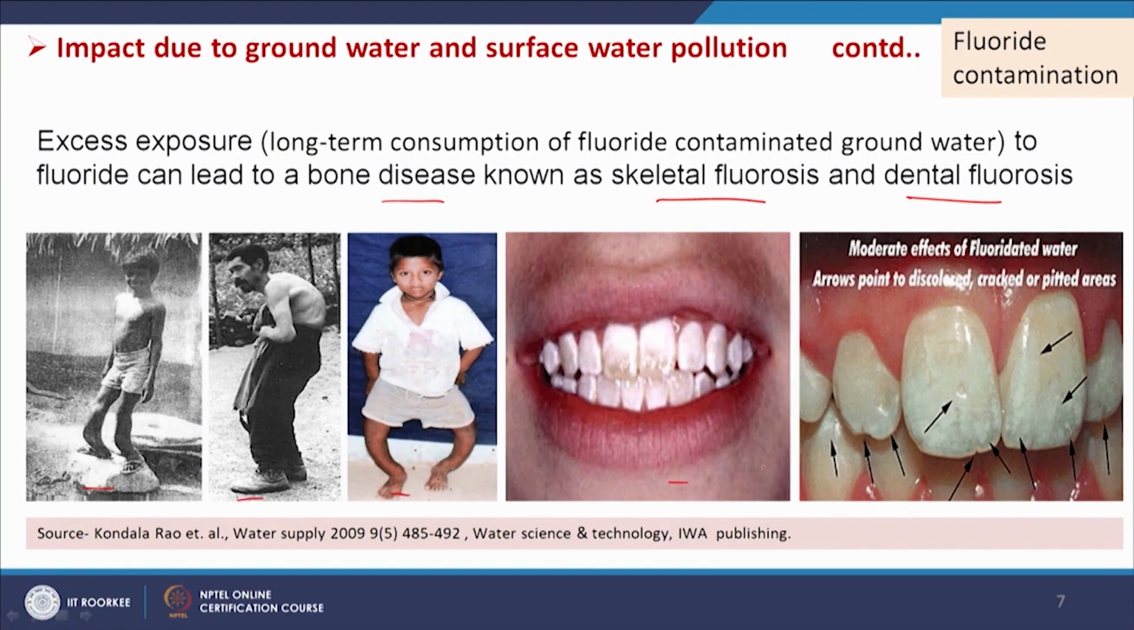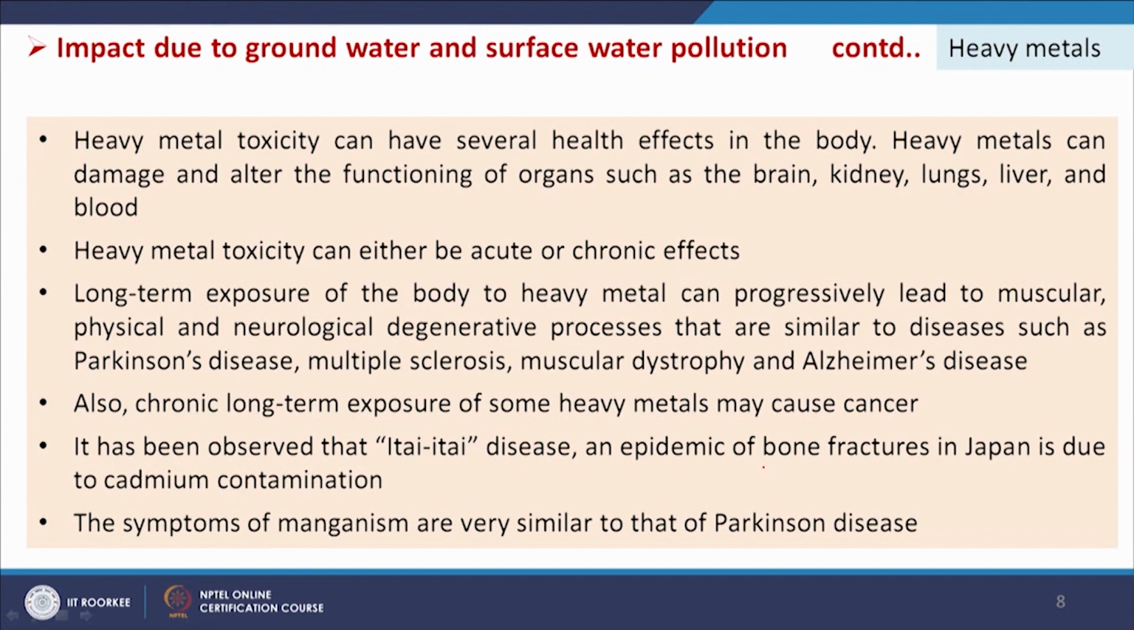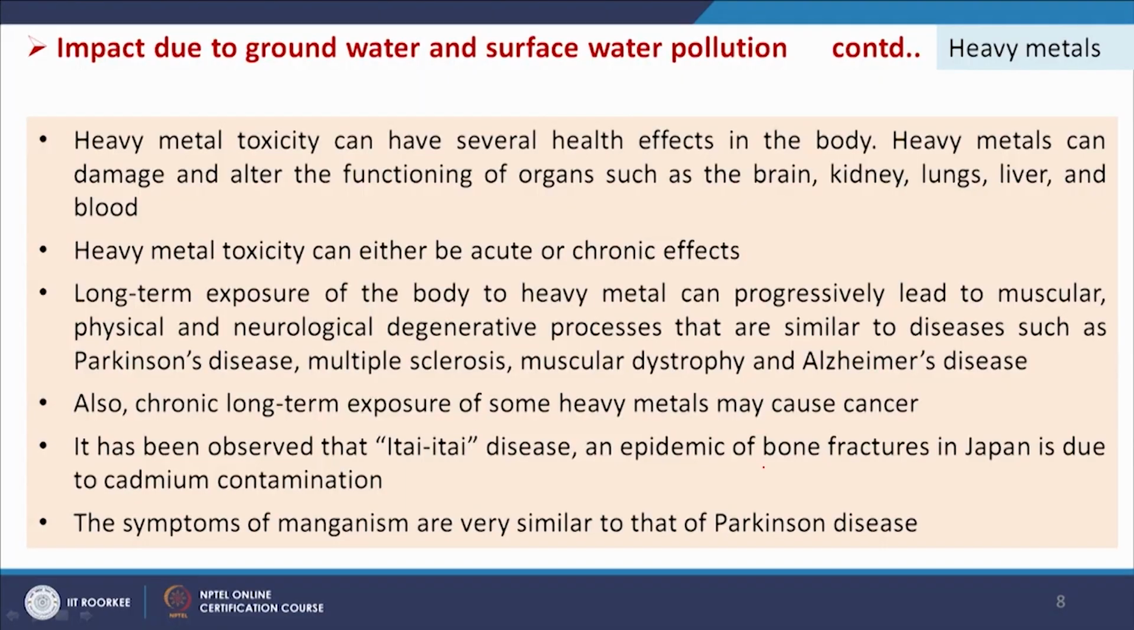So, these are some impacts due to contaminated groundwater. Then heavy metals may be present in the groundwater. If they enter into our body when we use it for drinking without any treatment, then they can create different types of health problems. Heavy metal toxicity can have several health effects in the body. Heavy metals can damage and alter the functioning of organs such as brain, kidney, lungs, liver and blood. Heavy metal toxicity can have either acute or chronic effects. In higher concentration they may show immediate impact, and in lower concentration but with long term consumption they can give chronic impact.